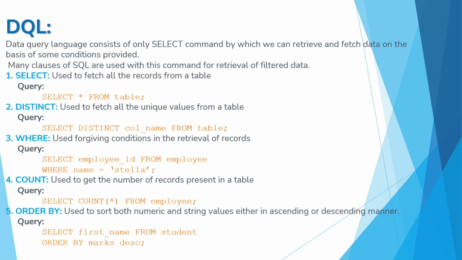Next, the WHERE clause. The WHERE clause is used for giving conditions in the retrieval of records. So its query is SELECT employee ID FROM employee WHERE name = 'Stella'. So here we are fetching only that employee ID where the name is equal to the given condition.